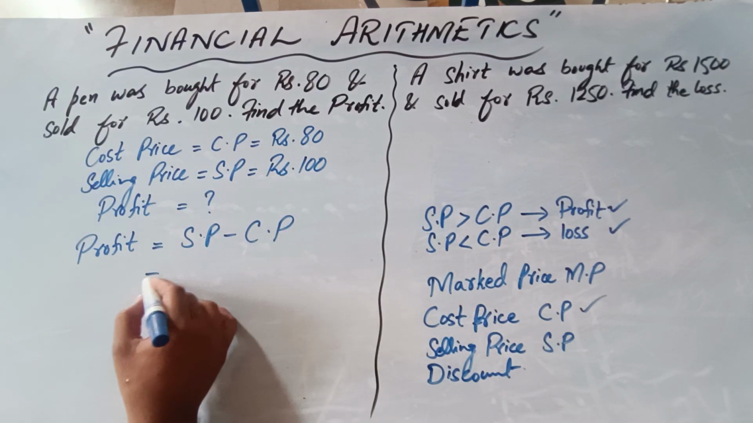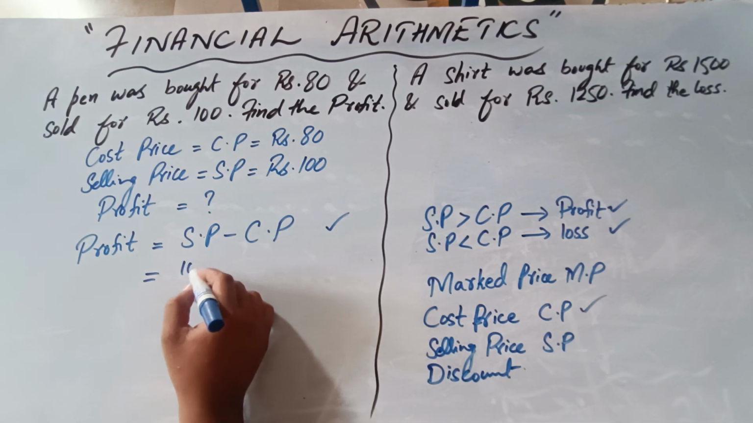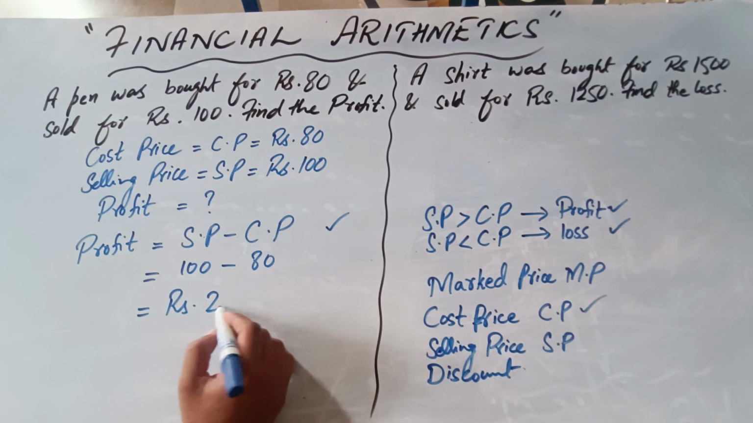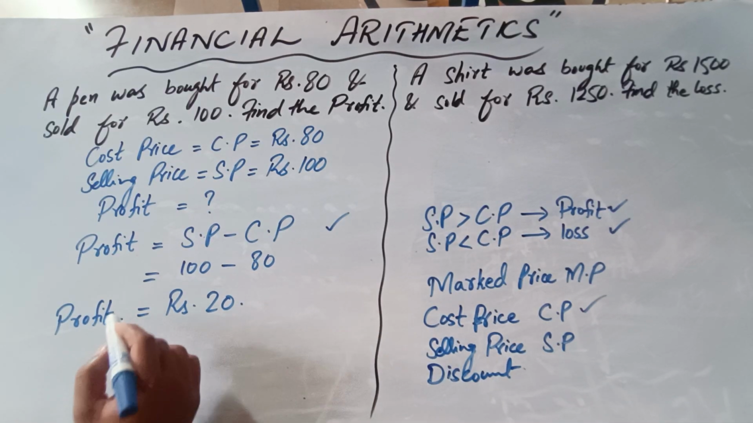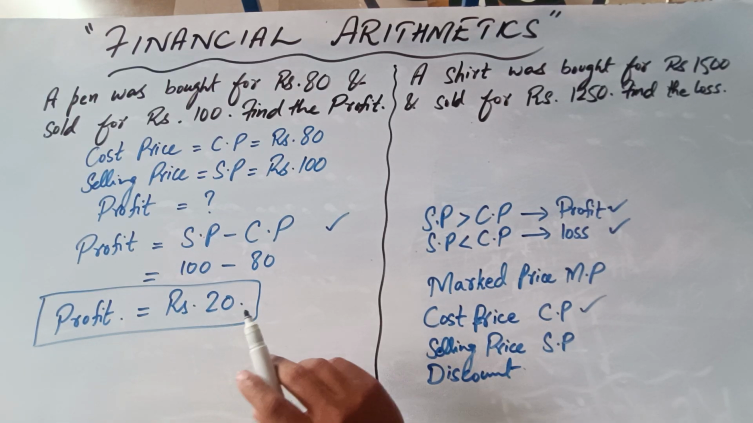The formula is very simple. If you learn this formula, it would be very helpful for you. 100 minus 80. So the profit is rupees 20. So these are very simple and very realistic questions. So this is how we can find out profit.